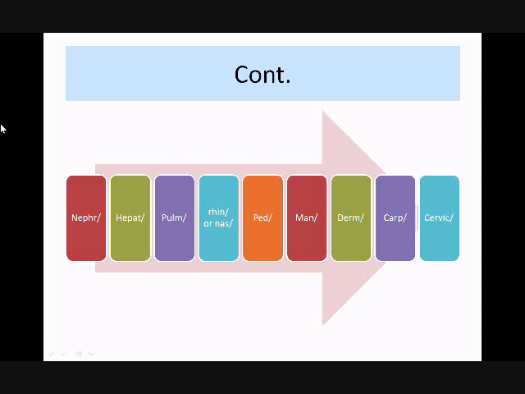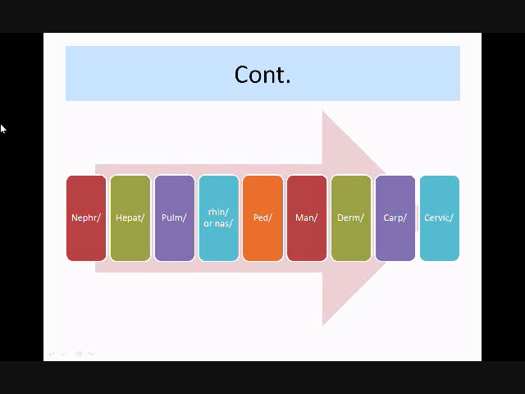Ped and man. These are the ones that students always catch on to very quickly, because you've probably heard somebody going to get a pedicure, right? What is a pedicure for? It's for your feet, right? And what is a manicure for? For your hands. So very easy to remember ped and man.